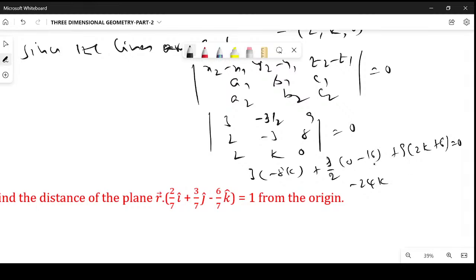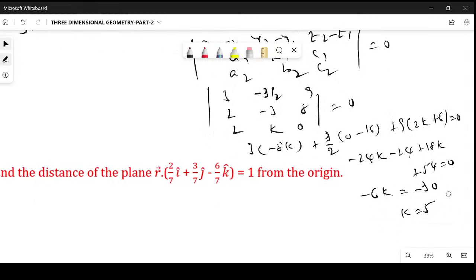3 by 2 into minus 16, correct, will come minus 24. Here 9 into 2k plus 6 gives 18k plus 54, equal to 0. To simplify, minus 24k plus 18k is minus 6k. Minus 24 plus 54 comes 30, which is equal to minus 30. So k is equal to 5. That will be the required answer.